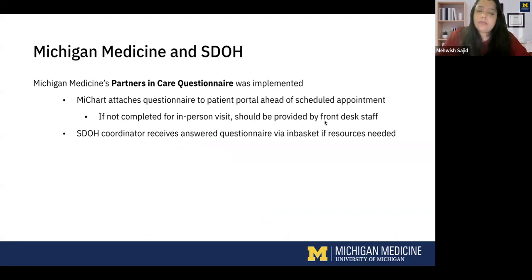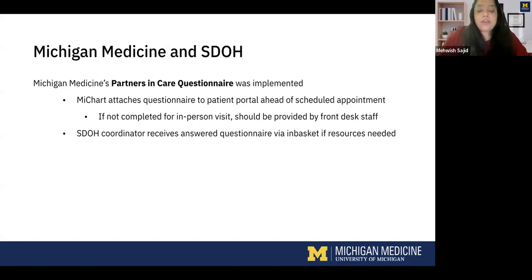So how did U of M respond to this strategy? We have a Partners in Care questionnaire that was implemented, which is essentially a MyChart initiation that attaches questionnaires to the patient, and the patient ideally would fill it out ahead of their scheduled appointment. If it's not done for an in-person visit, then the front desk would provide the patient with the questionnaire. Ideally, it would be addressed by our social determinants of health coordinators before they even come in to see us. But most of the time, patients are filling out their e-check-ins as their appointment time is starting.